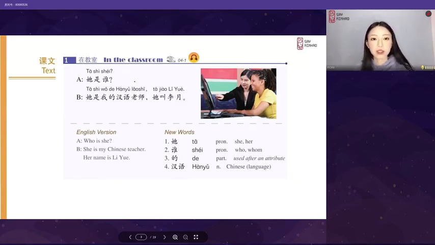So now let's try to read it from the start, okay? Read with me, okay? 3, 2, 1. 他是谁？他是我的汉语老师，他叫李月。Okay, this time I will be A and you will be B. 3, 2, 1. 他是谁？Very good. Now let's switch the roles, okay? You will be A and I will be B. Three, two, one. 她是我的汉语老师，她叫李月。Very good. Now let's move on to text 2.